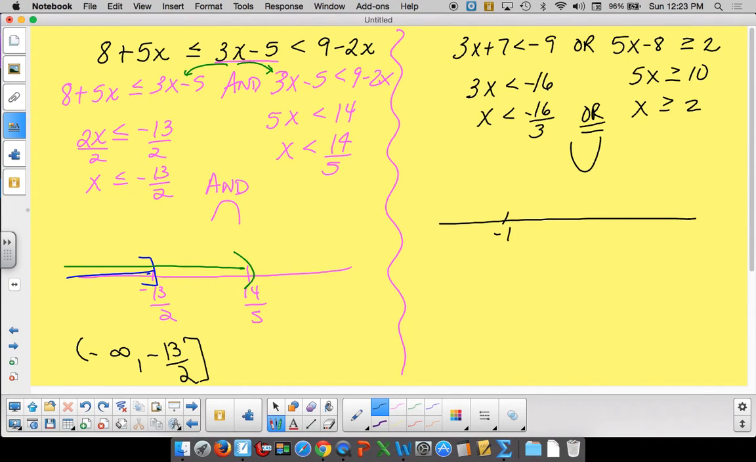If I put negative 16 thirds on the line and 2 on the line, okay, x is on the left, so the arrow is pointing us in the correct direction to shade. So that means I need to go less than negative 16 thirds. It's not equal to, so it needs a parenthesis. Or I need to go greater than or equal to.